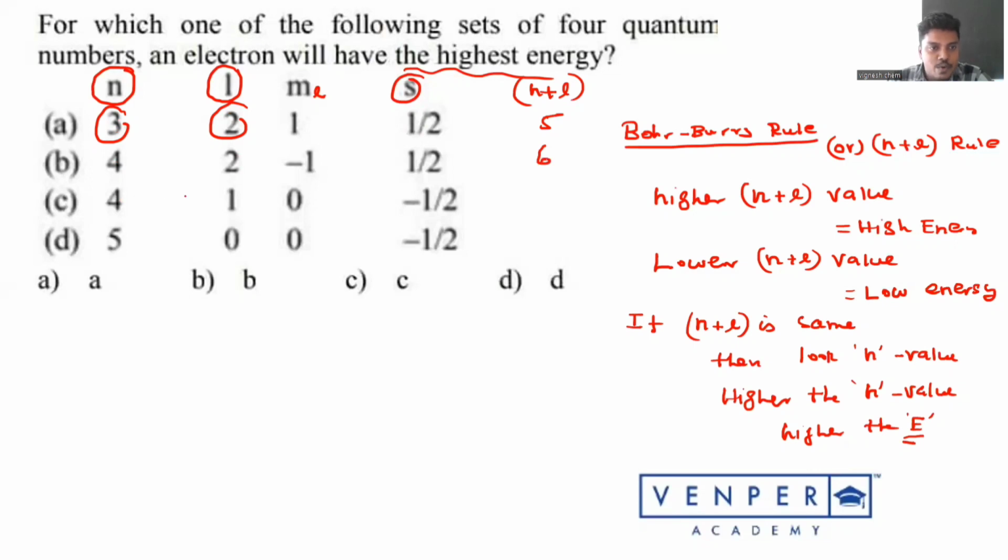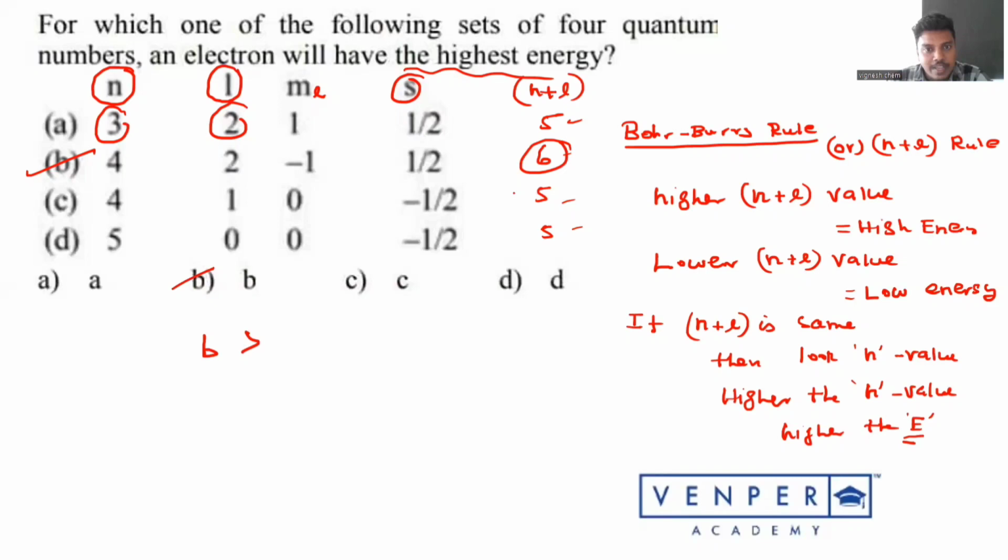Here N value 4, L value 1, 4 plus 1, 5. Here N value 5, L value 0. Therefore, this is 5. Now look, which is the highest N plus L value? Option B. Therefore, answer is option B. Suppose in the exam they ask for increasing order or decreasing order. Now we have to look at which option has the higher N plus L value. Option B is higher.